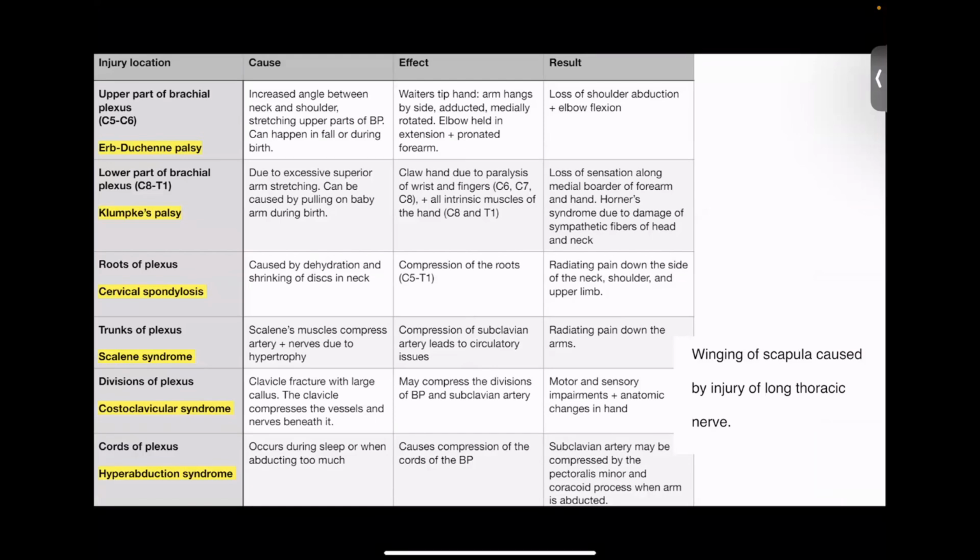I won't go through this, but you can read through this. This has the particular injuries. These are not relevant for your OSPE, I would say, but winging of scapula, definitely it's relevant for your OSPE. So please make sure to know this, that it's caused by the injury of long thoracic nerve.